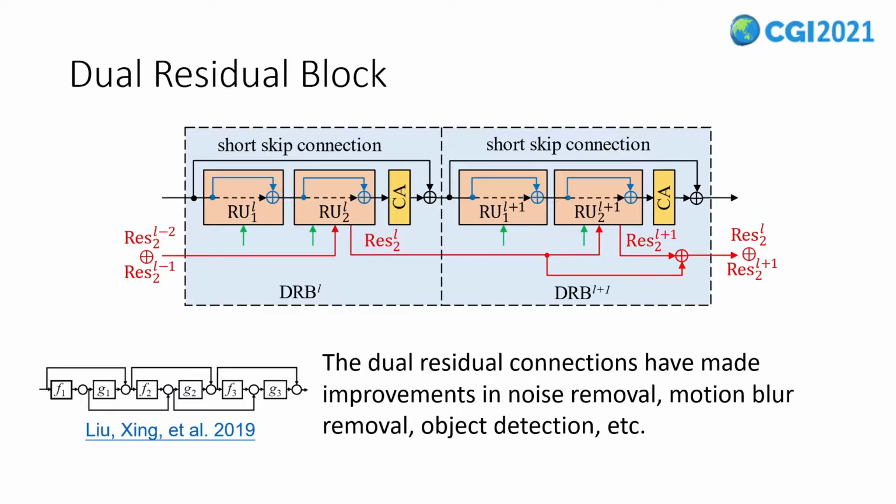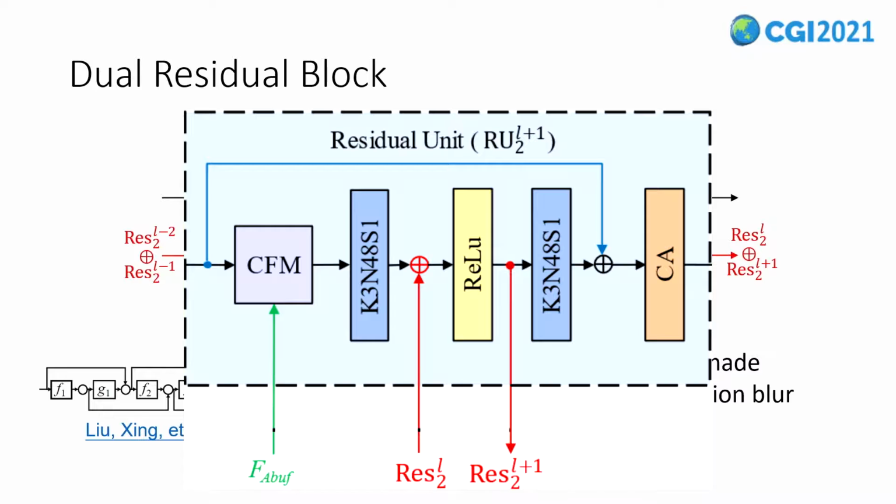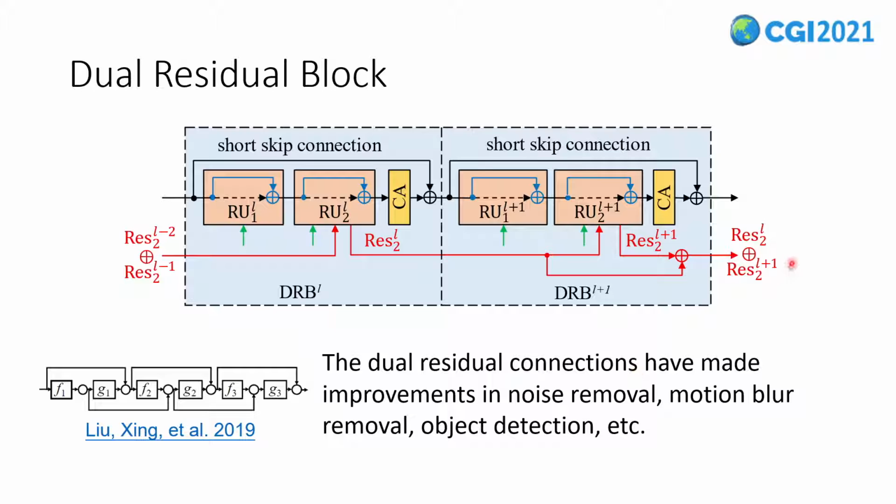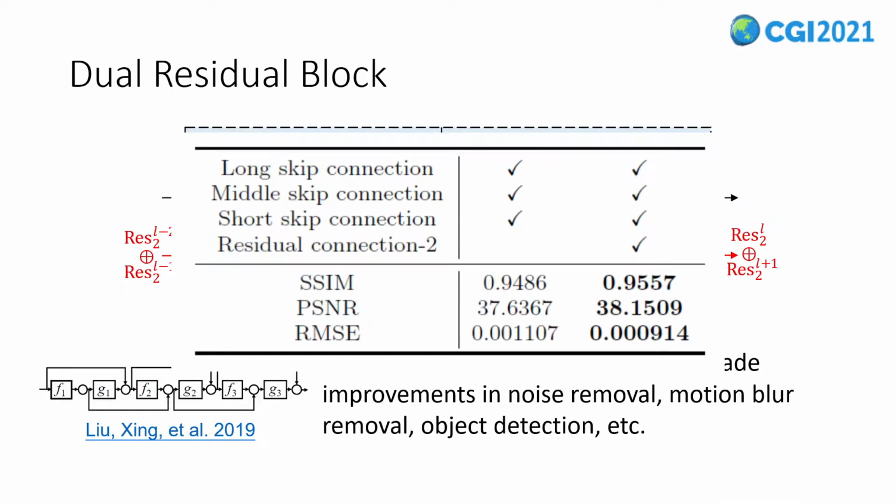This is the inner structure of our residual unit, showing how the red lines and the blue lines transfer the features. Also, the residual leaving the dual residual group is the sum of the two residuals. The ablation study shows that the dual residual connections can improve our network performance.